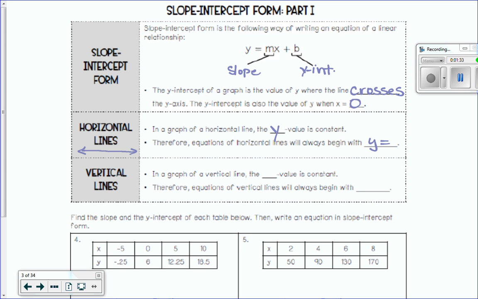Vertical lines are up and down. In a graph of a vertical line, the x value is always constant. Therefore, equations of vertical lines will always begin with, you got it, x equals.